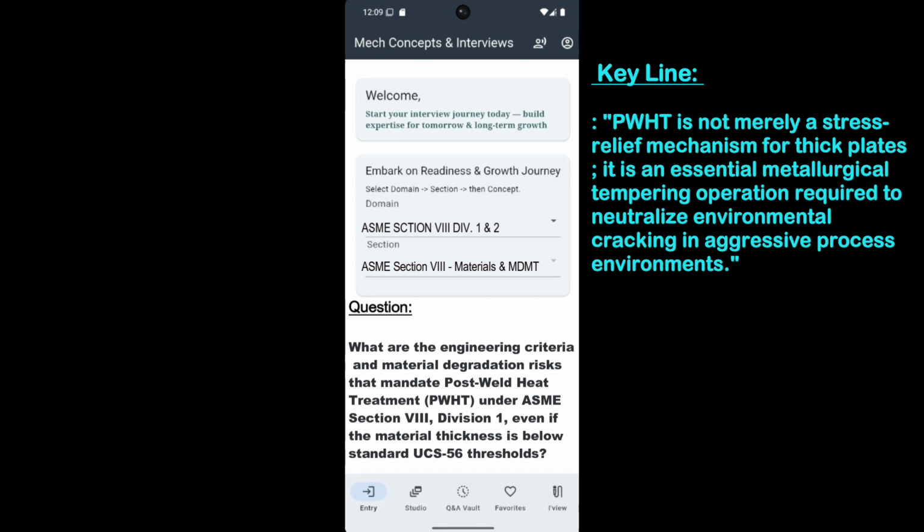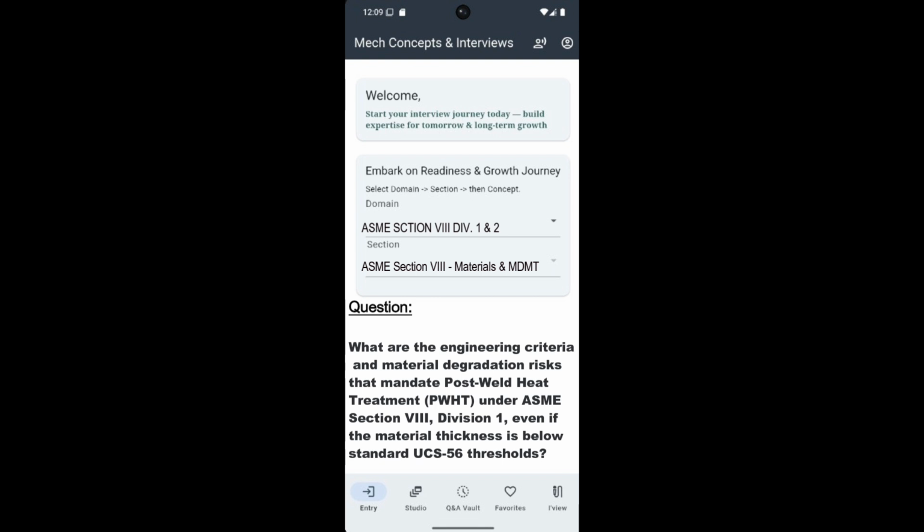It sounds like the contractor in our scenario treated heat treatment purely as a mechanical necessity for heavy, thick sections, rather than recognizing it as an essential chemical survival mechanism. Exactly. PWHT is not merely a stress relief mechanism for thick plates. It is an essential metallurgical tempering operation required to neutralize environmental cracking in aggressive process environments. Without it, aggressive process environments will tear the vessel apart on a molecular level.